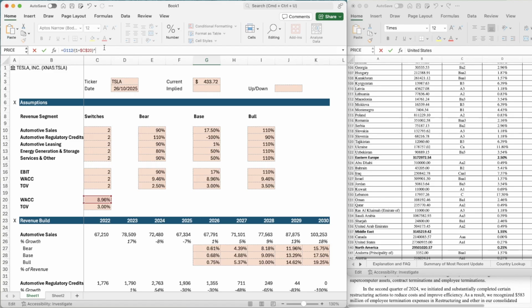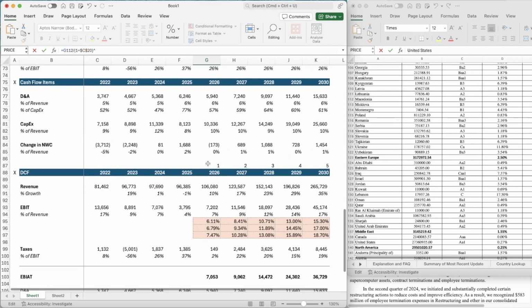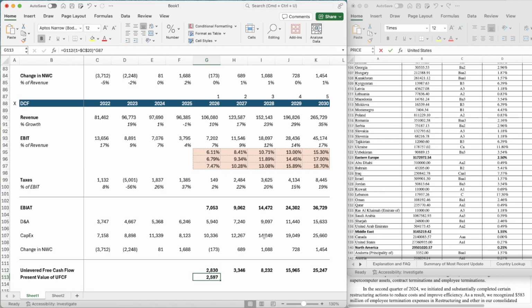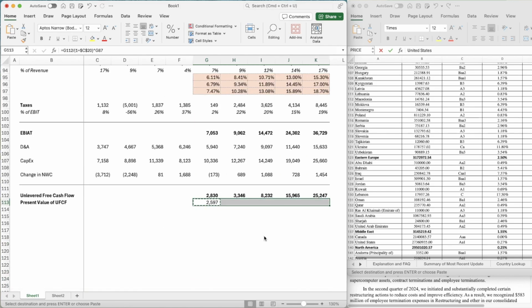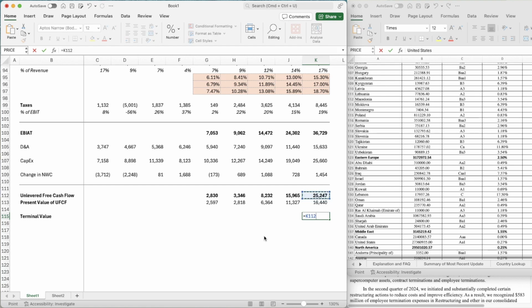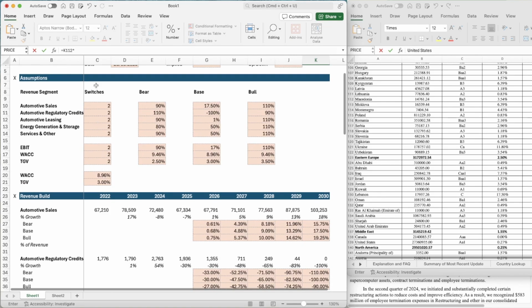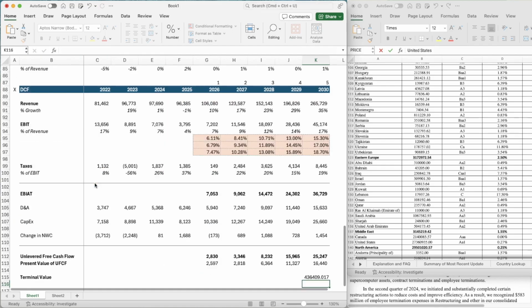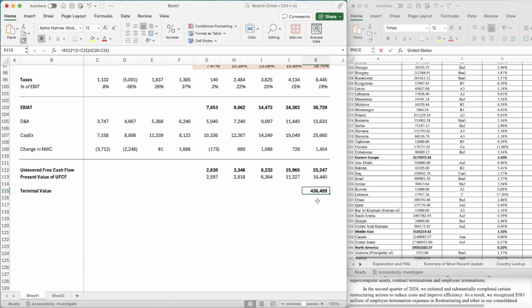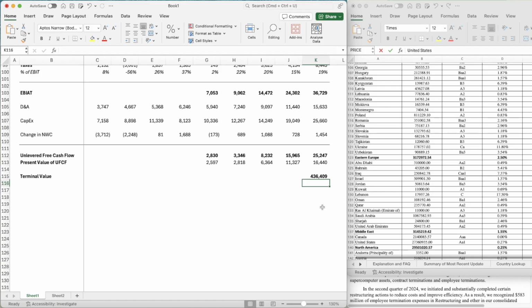Lock it in, and then go to the power of the year. Just pull that across now. There we have it. We want the terminal value now. And the way we get that is you take your final year of cash flows projected, multiply it by 1 plus the terminal growth value, divided by the WACC minus the terminal growth value. And so we have a terminal value of 436 and a bit billion.